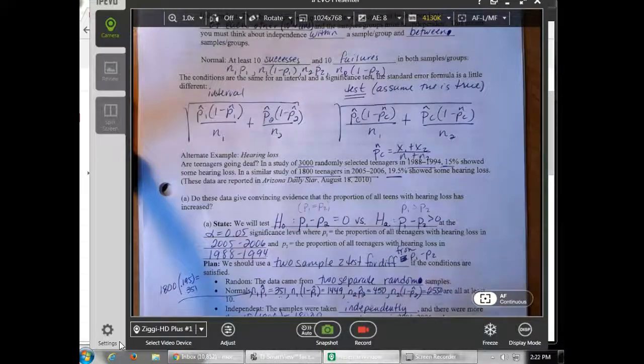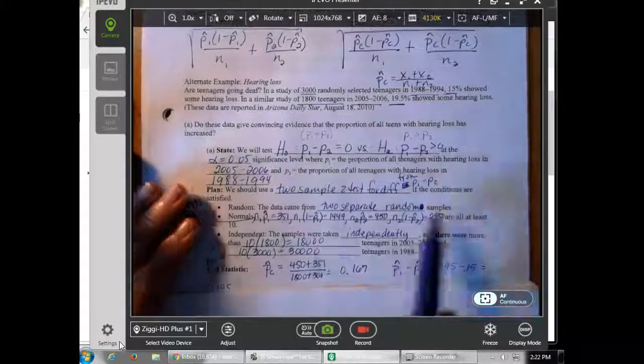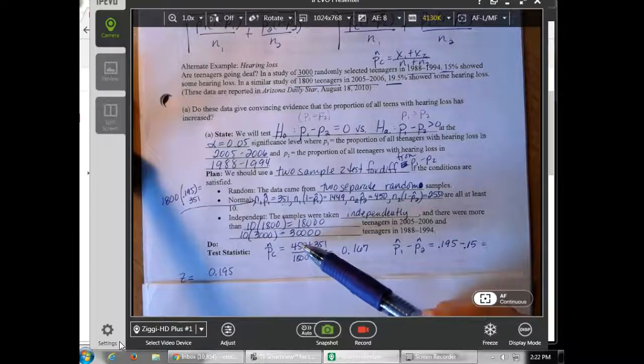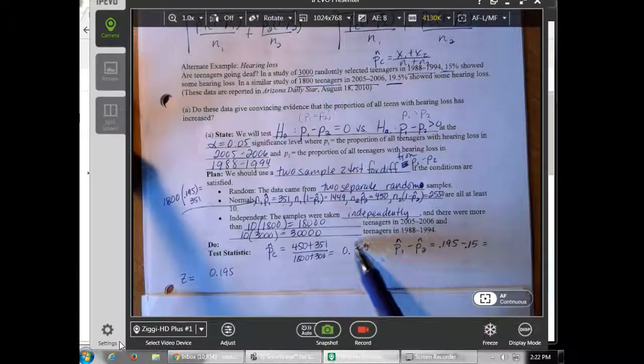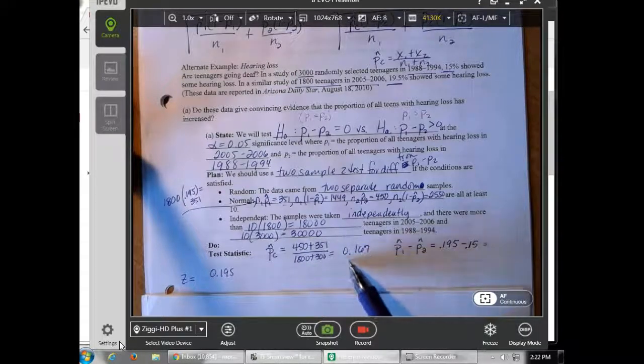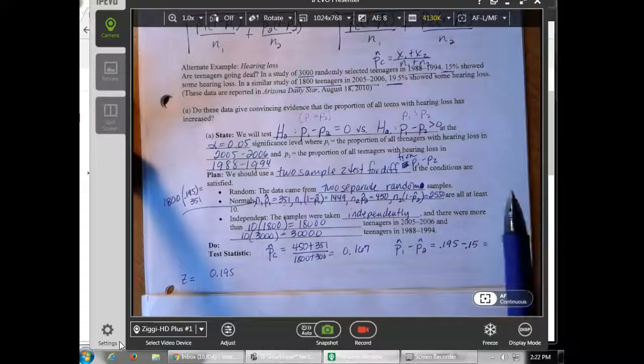So the first thing you want to do is make sure you understand what your combined p hat is. So you take both of your values for your successes. So 351 actually came from the later time period, and 450 came from the earlier, divided by the sample size. So my average success, or the average proportion of students with hearing loss, is 0.167. So we're going to use that for our actual standard error formula.